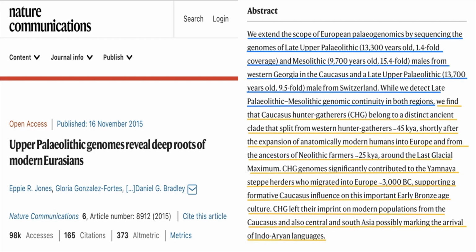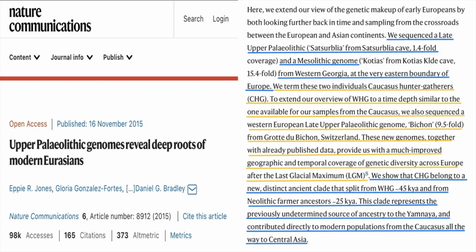Caucasus hunter-gatherer genomes significantly contributed to the Yamnaya steppe herders who migrated into Europe 3000 BC, supporting a formative Caucasus influence on this important early Bronze Age culture. Caucasus hunter-gatherers left their imprints on modern populations from the Caucasus and also Central and South Asia, probably marking the arrival of Indo-Aryan languages.